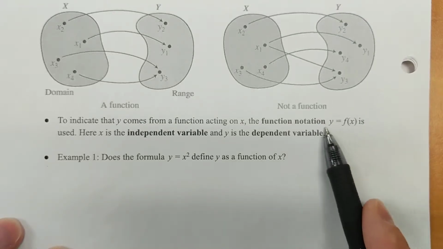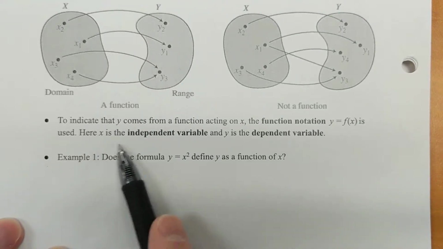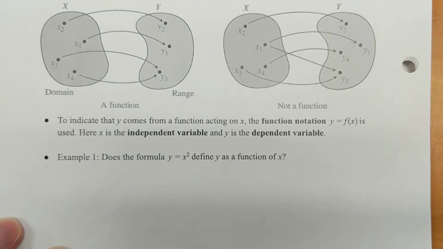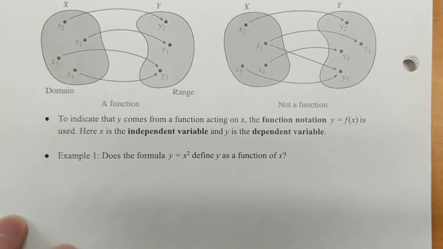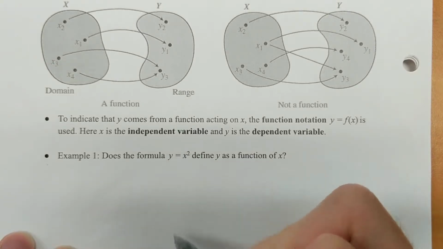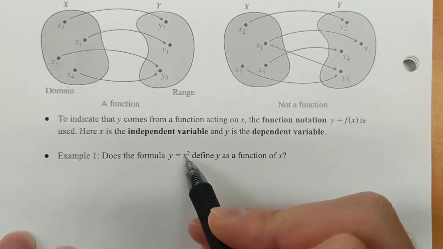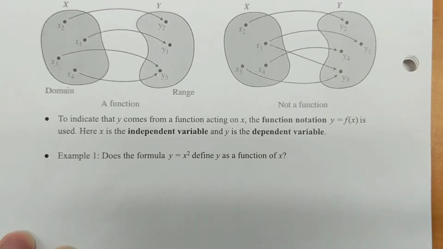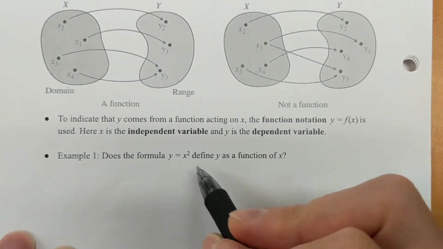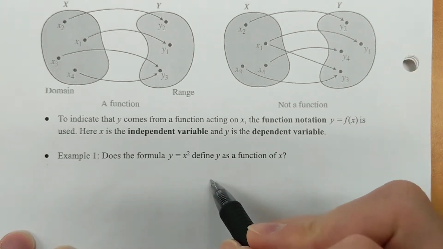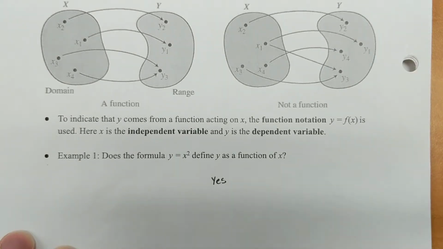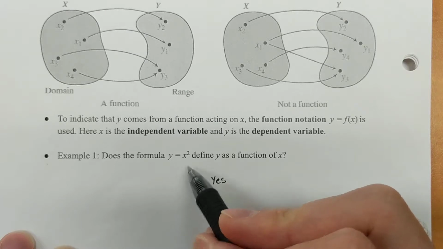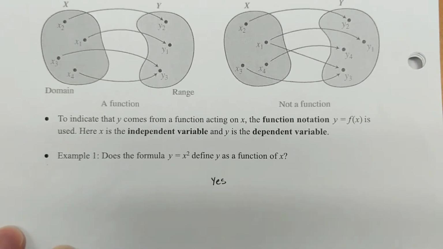This is function notation. y is a function of x. x is the independent and y is the dependent. So example 1 here: does the formula y equals x squared define y as a function of x? Is every x value assigned one individual y value? If I plug 2 in for x, is it possible to get two different numbers for y? It's not, because if I plug 2 in, I only ever get 4. So this one would be yes. If we do a t-table, no x value gives you more than one y value.